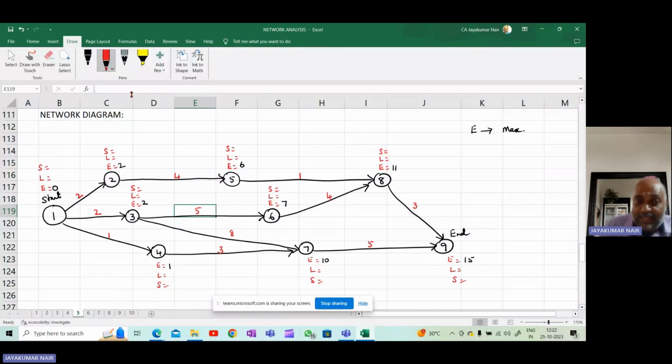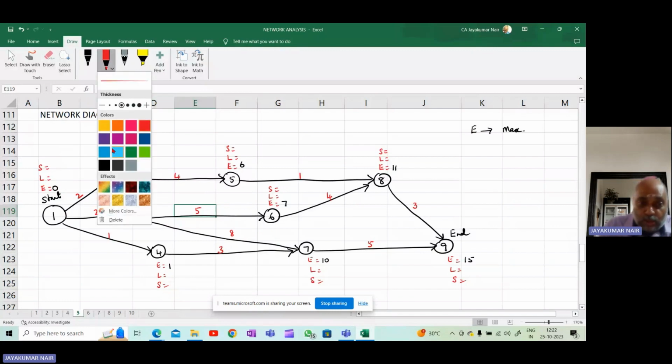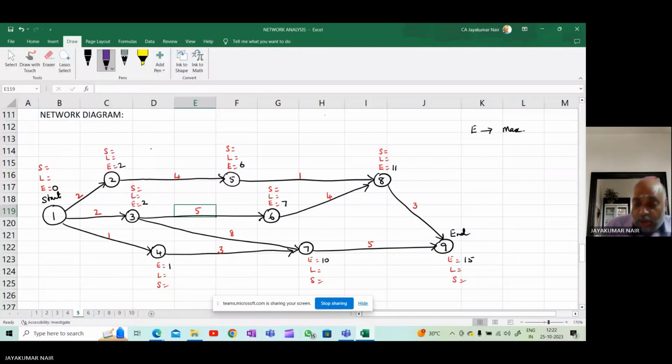Now, the second one is you will be going backwards. This is forward and this is backward pass. So what you do is this is L. L will be taken as 15. So at the end event, E and L should be the same. Therefore, whatever the E value, the same value will be taken for L as well. Okay, so L is equal to 15.